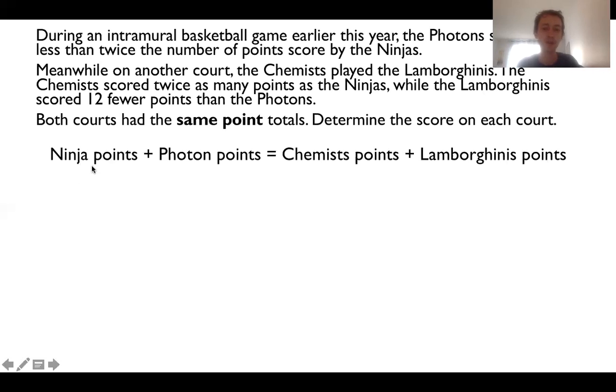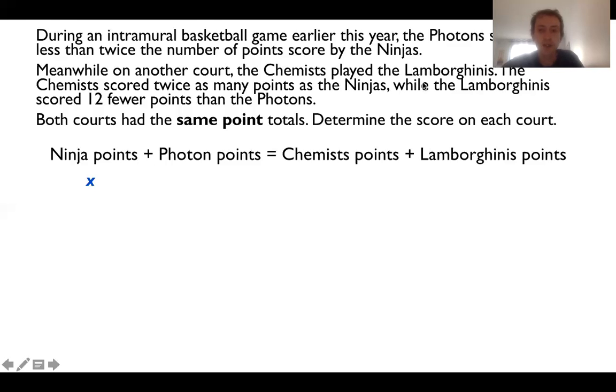The number of points scored by the Ninjas plus the number of points that we scored is equal to the number of points the Chemists scored plus the number of points the Lamborghinis scored. So my other hint for you, if you're actually getting a question like this, is let's assume that the Ninjas value, we don't know what it is. I've not given you any number, but the Ninjas scored X amount of points.